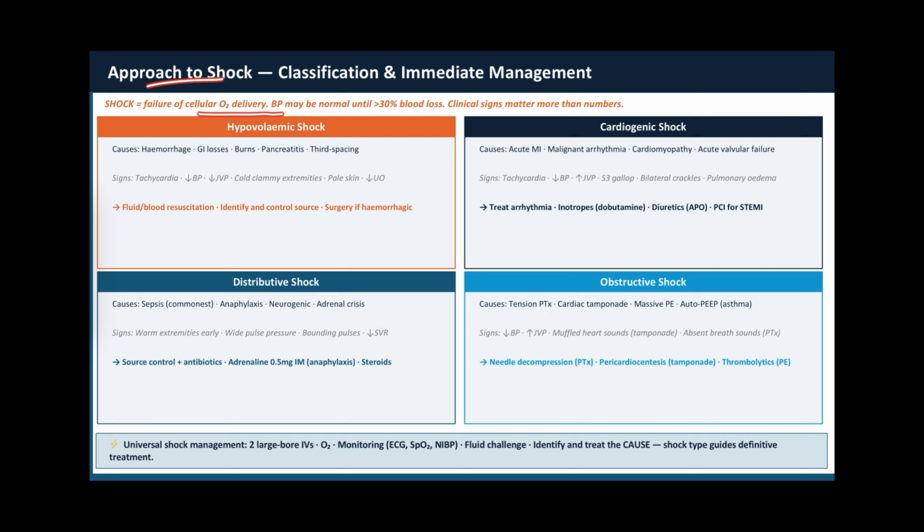And there are four main types of shock, and identifying which one you're dealing with guides your treatment. Hypovolemic shock is usually due to blood loss or else fluid loss. Hemorrhagic shock is a type of hypovolemic shock.